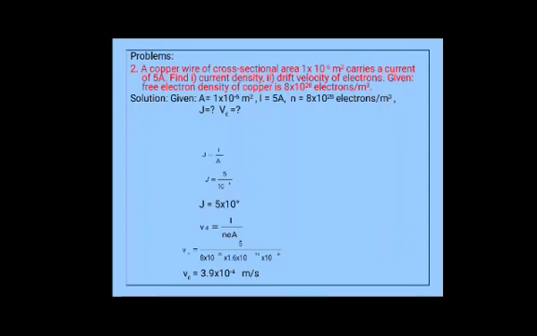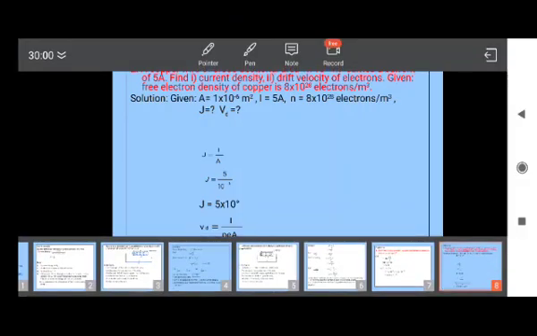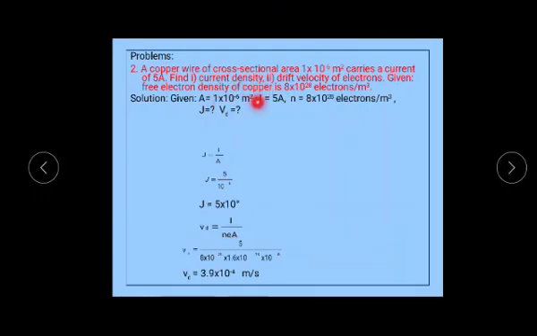Now, let us take one more problem. A copper wire of cross-sectional area 1 × 10^-6 meter square carries a current of 5 ampere. So, what are the given quantities here? Area is given. A is equal to how much? 1 × 10^-6. It carries a current of 5 ampere. I = 5 ampere. Then, find the current density. Current density is denoted by J. J is equal to how much?